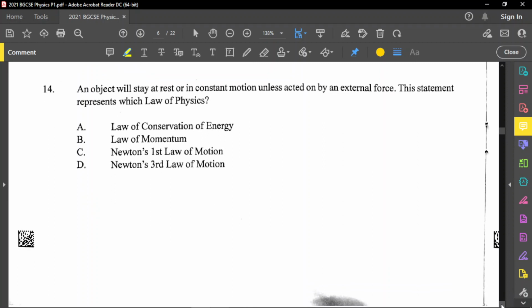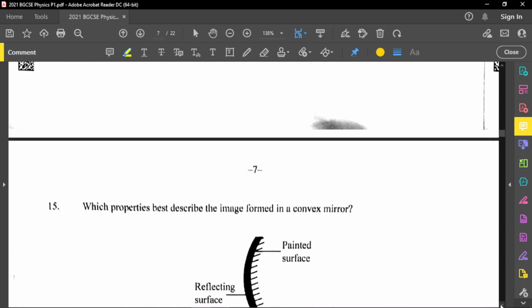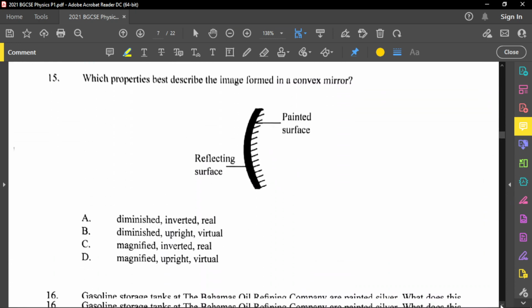Question number 14 is: an object will stay at rest or in constant motion unless acted upon by an external force. This statement represents which law of physics? And this law here is Newton's first law of motion. So an object will continue moving, or stay at rest if it's at rest, unless it is acted upon by an external force. The only way it could change is if a force acts on it.